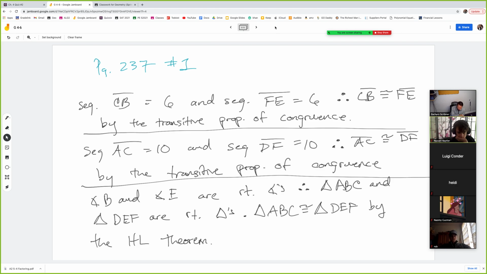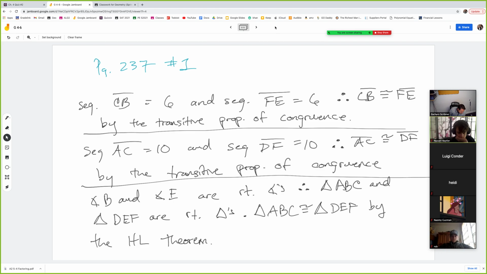If you look at question number 3, you would need to know that they are right triangles, that they're right angles, in order to prove by the hypotenuse-leg theorem. You need to know that angles are right angles, otherwise you cannot use the hypotenuse-leg theorem. It only works for right angles.